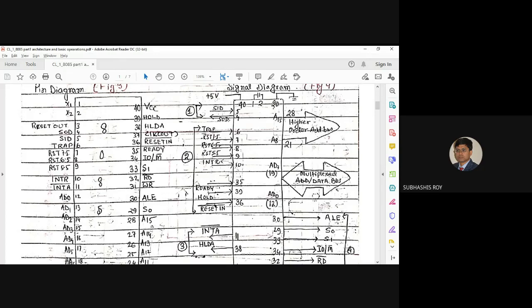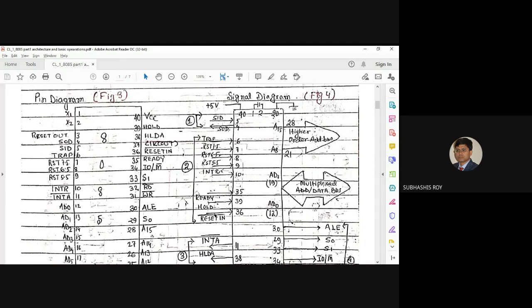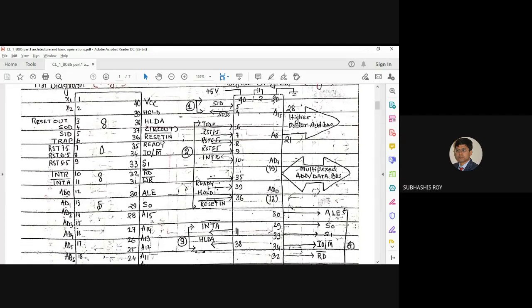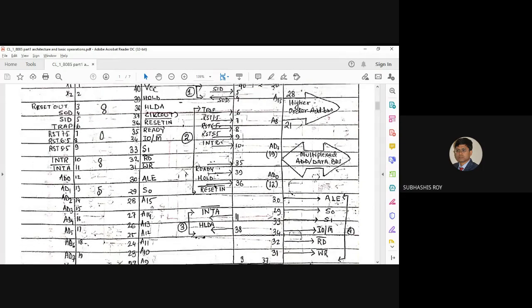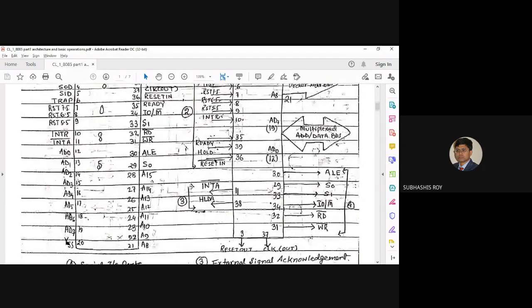The next is your signal diagram. From this signal diagram, we can understand how these pins are connected, the nature of the signal that is coming into these pins or going out from these pins. Here you can see that I have given numbers 1, 2, 3, and 4. Particularly, I have made these four groups.